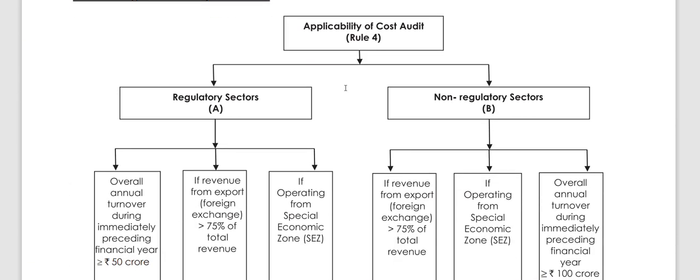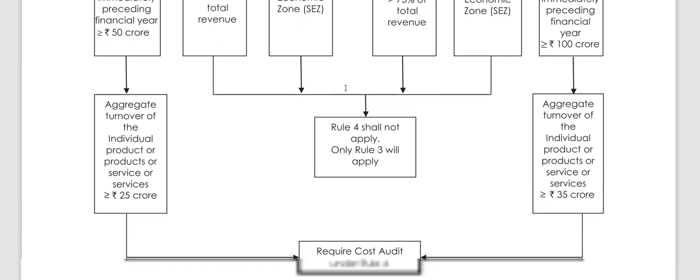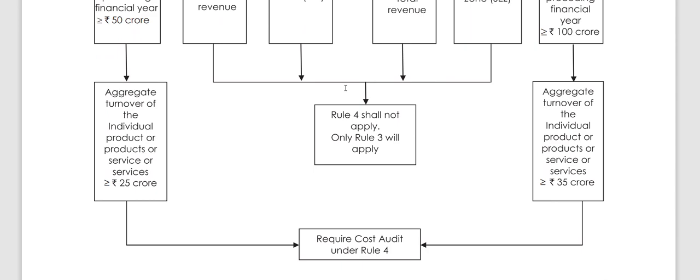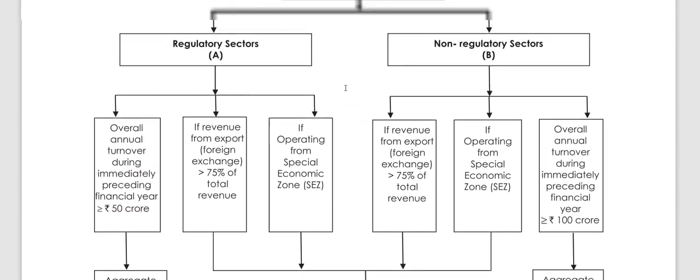Applicability of cost audit under Rule 3: regulatory sectors and non-regulatory sectors. Okay, so under the regulatory sector, if the overall annual turnover during the immediately preceding financial year is greater than 50 crore, or the aggregate turnover of the individual product or products or service is greater than 25 crore, then cost audit is required as per Rule 4. This is the regulatory sector.